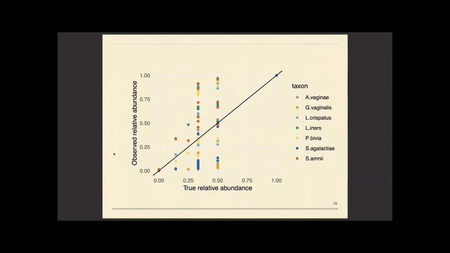So we tend to see that G. vaginalis and S. agalactiae tend to be under-observed relative to their true relative abundance, and maybe some of the other taxa tend to be over-observed relative to their true relative abundances.